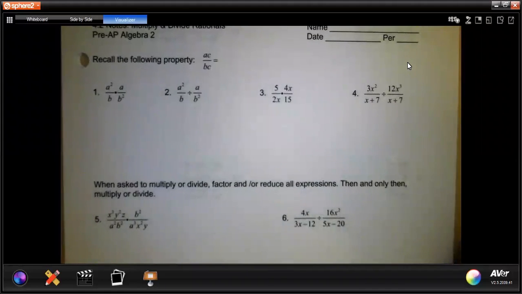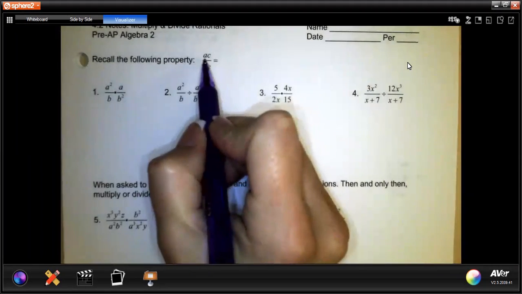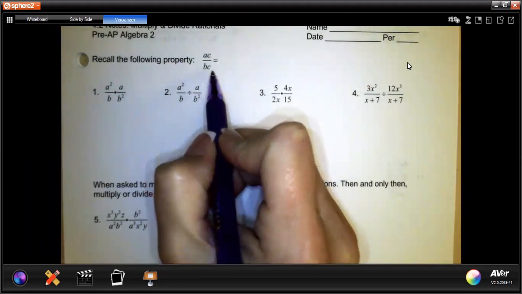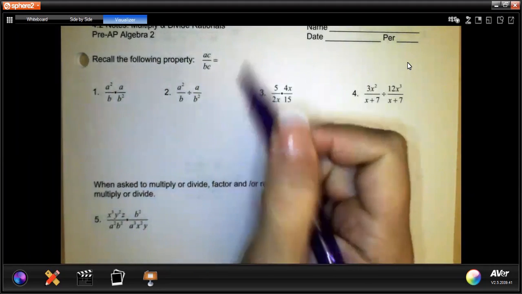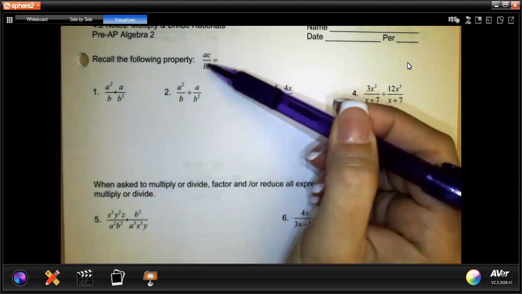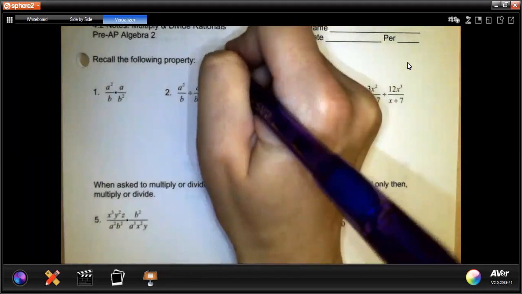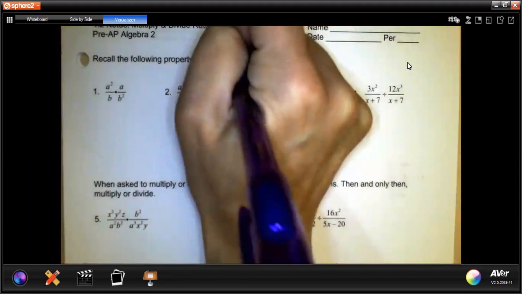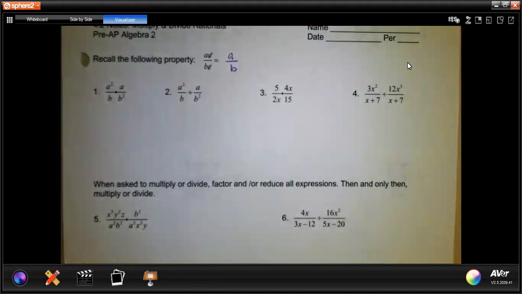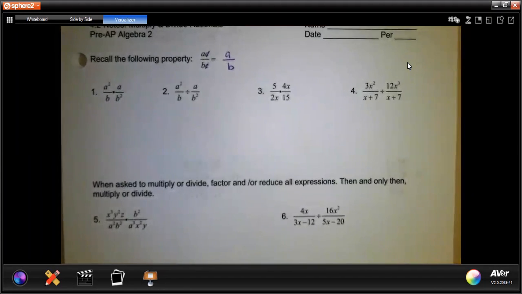Today we're going to be multiplying and dividing rationals. Recall that A times C over B times C can be simplified. Since we're dividing C by C, and anything divided by itself is 1, this C can cancel out this one, and we are left with A over B. We will use that property quite a bit here to simplify our rationals as we move to multiply and divide.